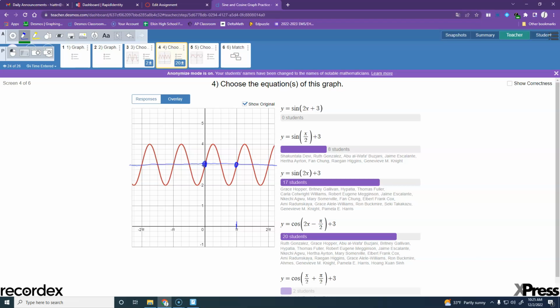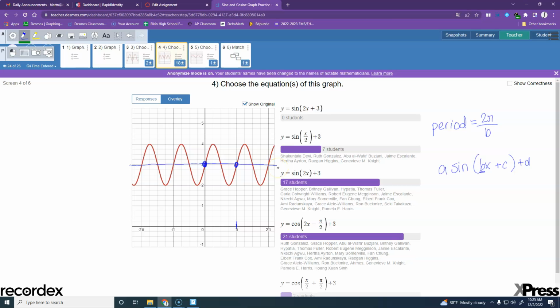We do not take pi and plug it in, right? Remember, our period is 2 pi over b. So in sine of bx plus c plus d, that b value is that number in front of the x. And so to get a period of pi, you need your b to be 2. 2 pi divided by 2 would give you pi. So we need a 2 right there next to the x. So this one is correct, sine of 2x plus 3.